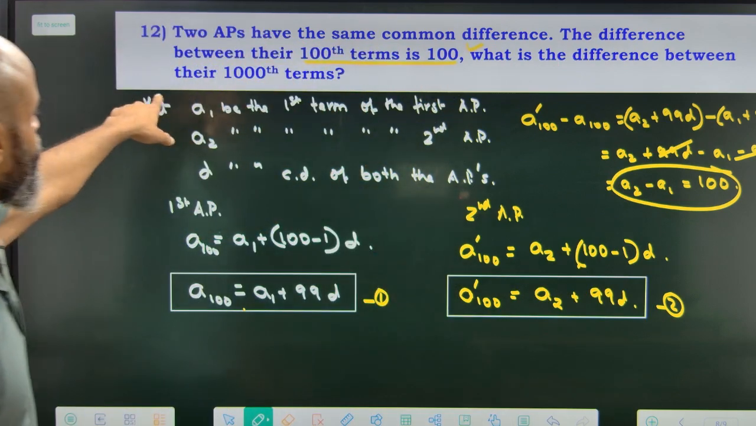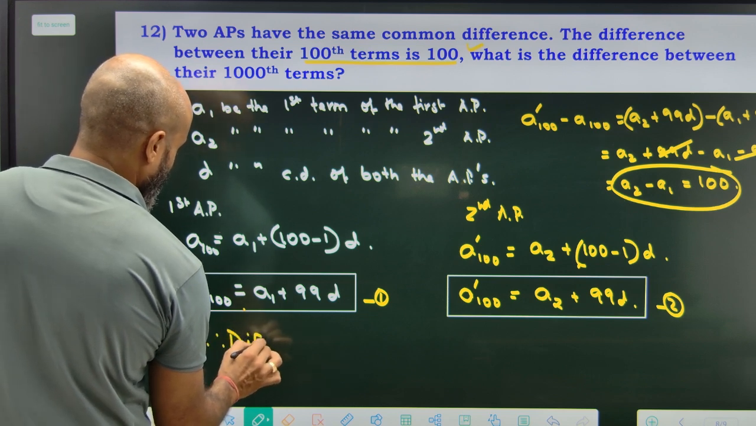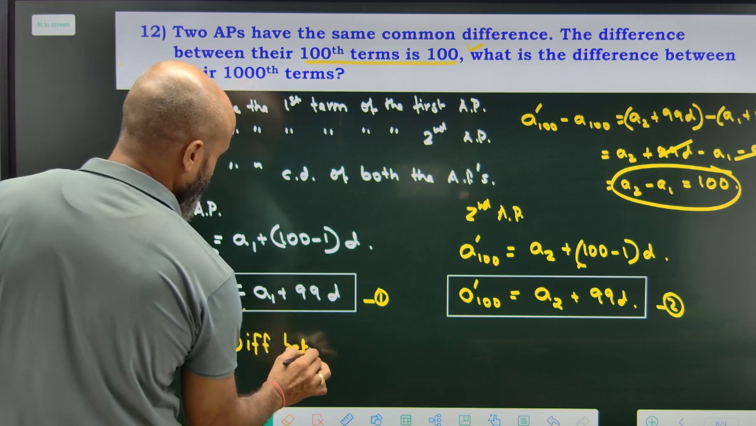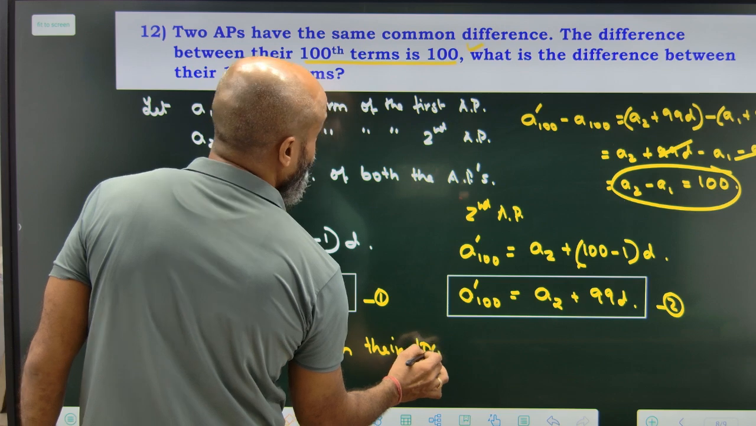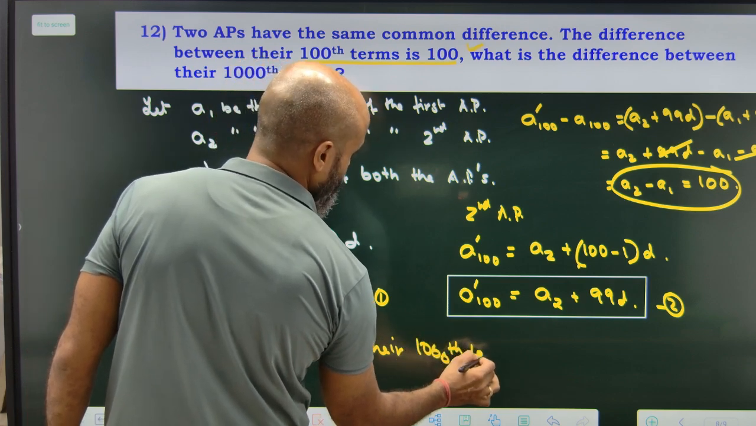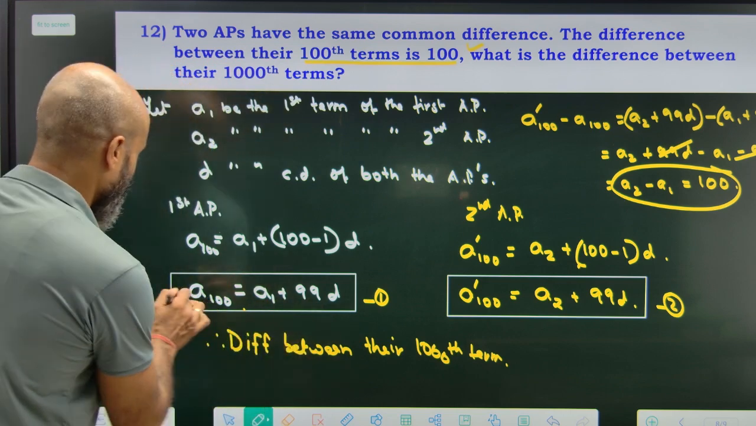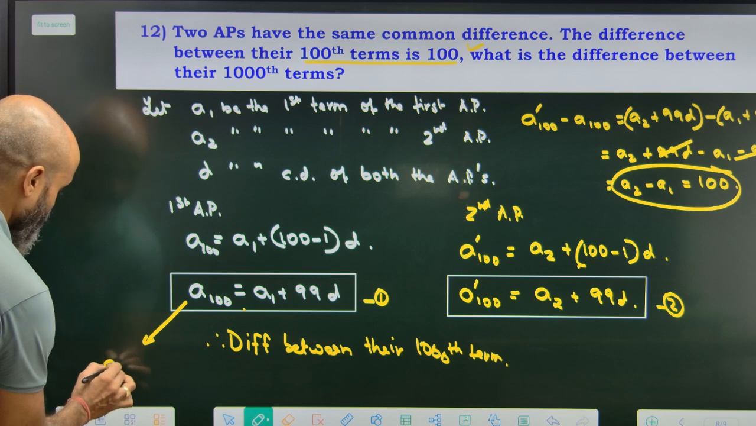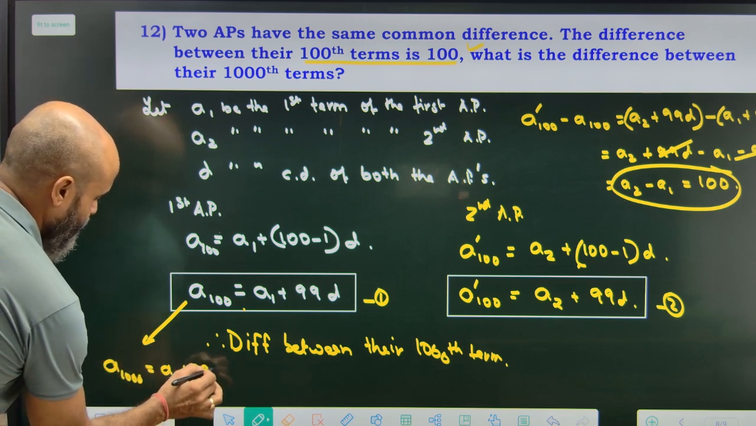Okay, what is the difference between their 1000th term? So therefore, the difference between their 1000th term, obviously what will be the difference? The 1000th term of this AP will be how much? A1000 will be equal to a1 plus 999d.